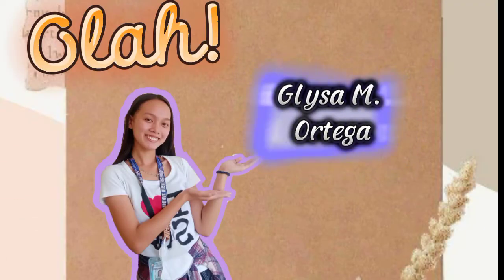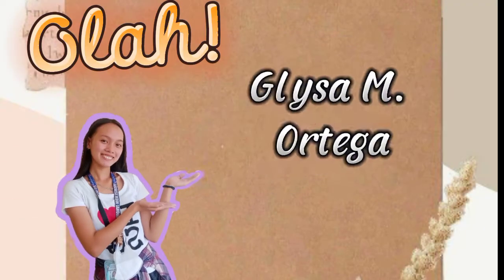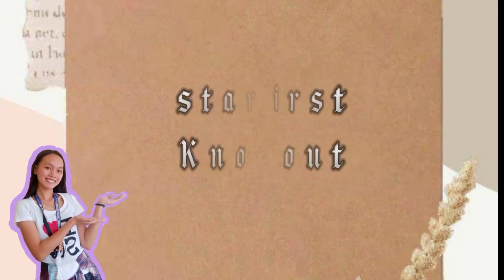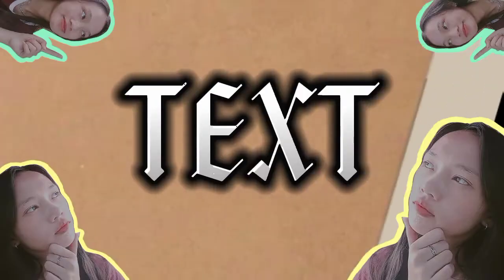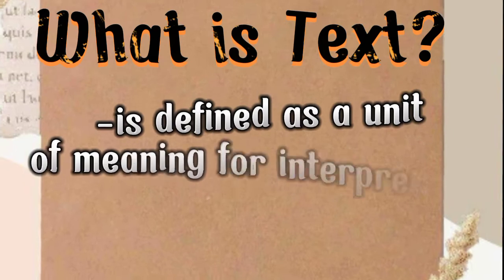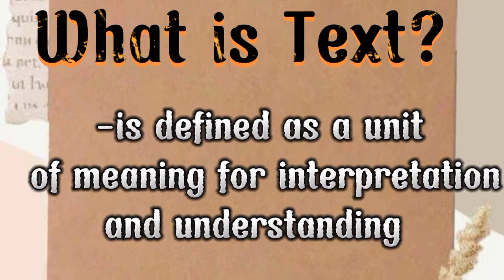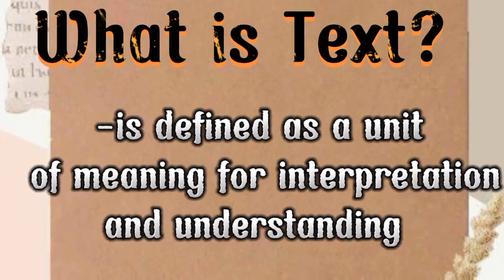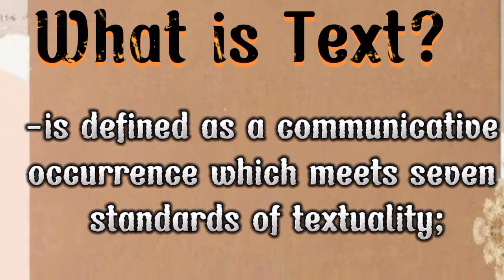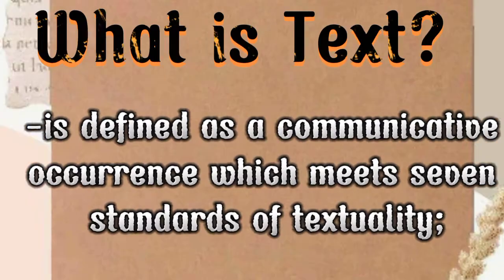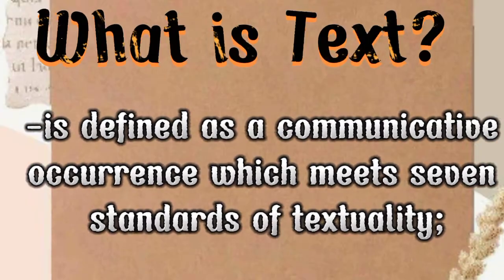Good day, everyone. This is Glyza M. Ortega. Before we start our discussion for today, let us first define text. So what is text? Text is generally defined as a unit of meaning for interpretation and understanding. It is defined as a communicative occurrence which meets 7 standards of textuality.